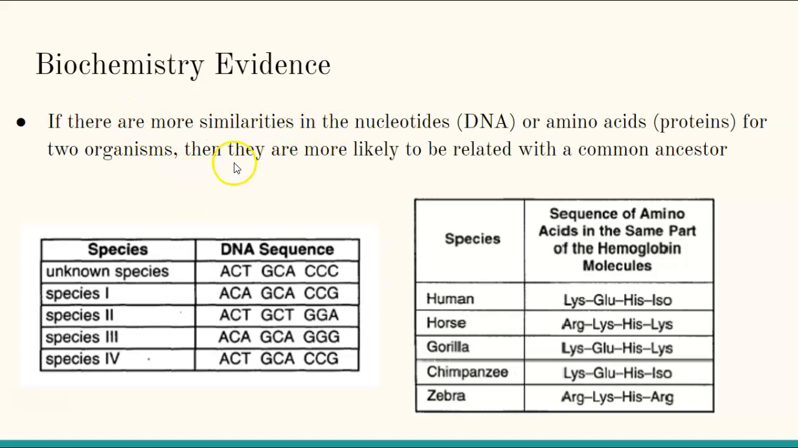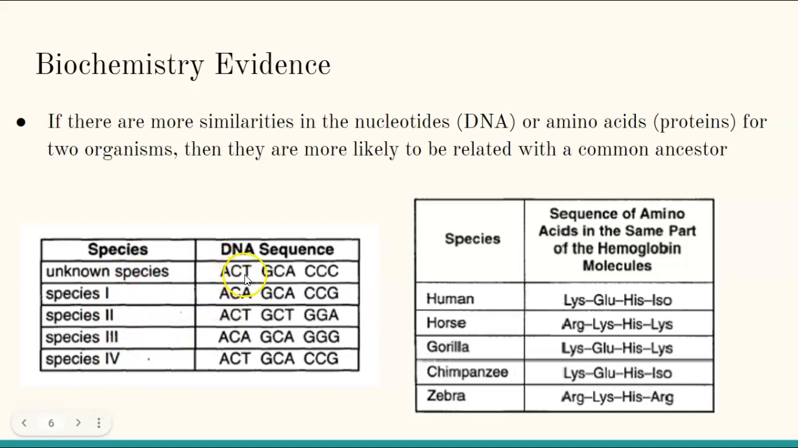Now there are two ways that you can look at this, right? You can look at biochemistry evidence via the DNA or the proteins. And I've given you an example of both of them. We're going to practice this in class, of course, but I want you to just see this in the notes. So when we're talking about DNA, you are comparing specific nucleotides and determining which one has the most similarities. So in this example, I have an unknown species, and I want to see if it's more closely related to species 1, 2, 3, or 4. And so you just compare all of them to this unknown.